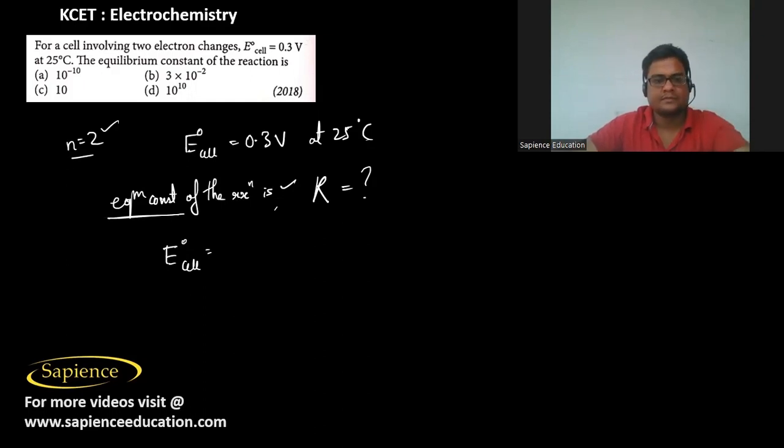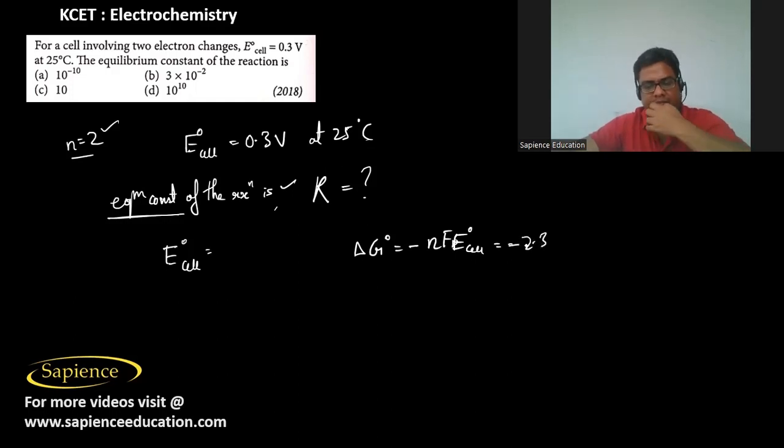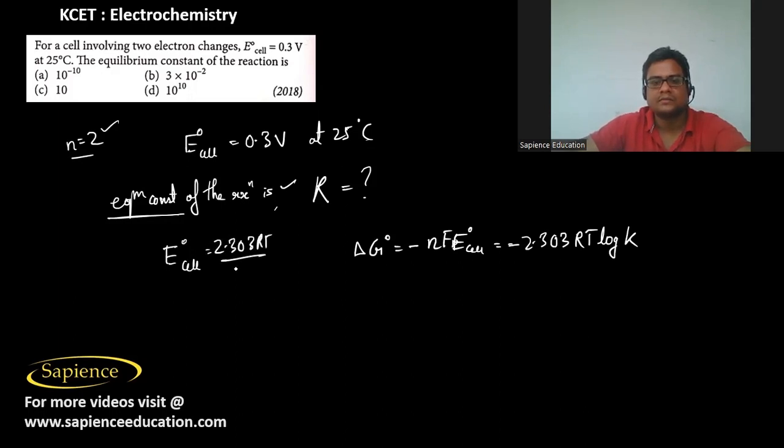So it is equal to delta G naught, which is equal to minus nF E naught cell, that is equal to again minus 2.303 RT log K. So therefore we can say E naught cell is equal to 2.303 RT by nF log K.